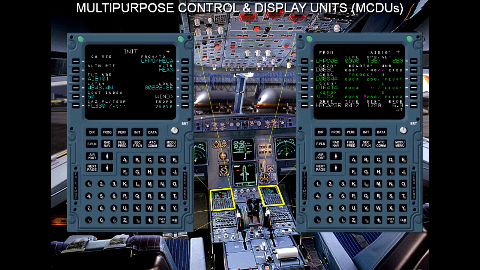Two multipurpose control and display units, MCDUs, are located on the center pedestal. The MCDU is the primary entry display interface between the pilot and the FM part of the FMGC. MCDUs exchange information not directly, but via the FMGCs.